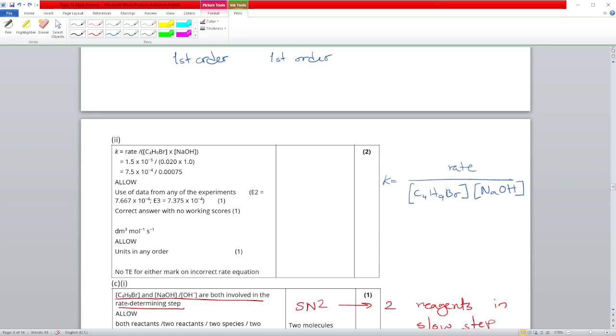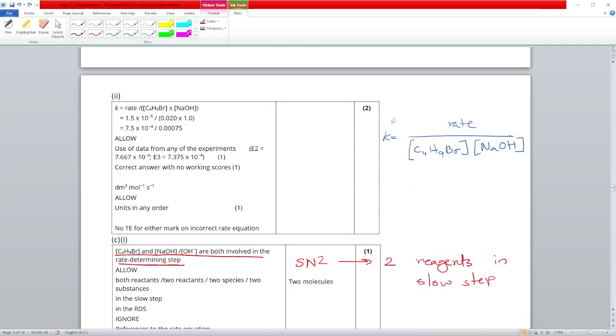Question number 2, calculate the rate constant for the reaction. Use the data from experiment 1. So rate constants, this should be pretty straightforward at this point. It's just rearranging and then substituting the numbers in, and also remember to work out the units.